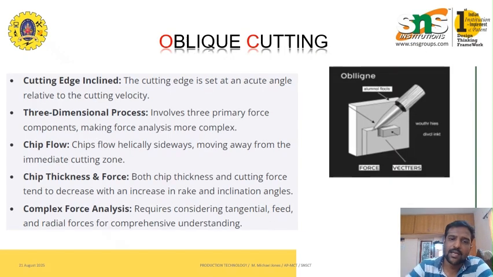In oblique cutting, the tool has an acute angle. The tool is kept at a certain angle with respect to the workpiece. So the angle between the tool and the workpiece determines the nature of cutting, the type of cutting. This is a three-dimensional process. We have the metal removal process in three dimensions, and the chip flows helically or at a side angle. So the chip does not obstruct the workpiece.